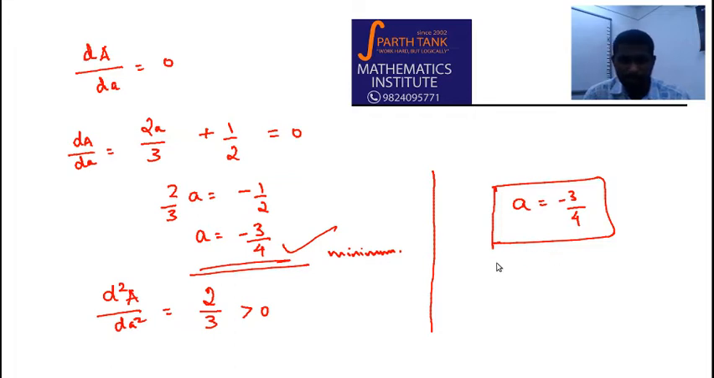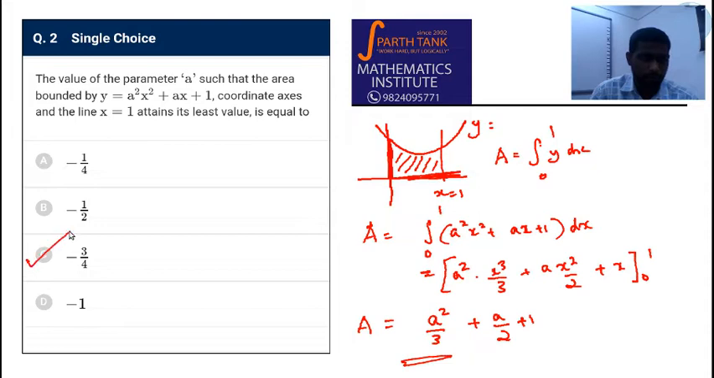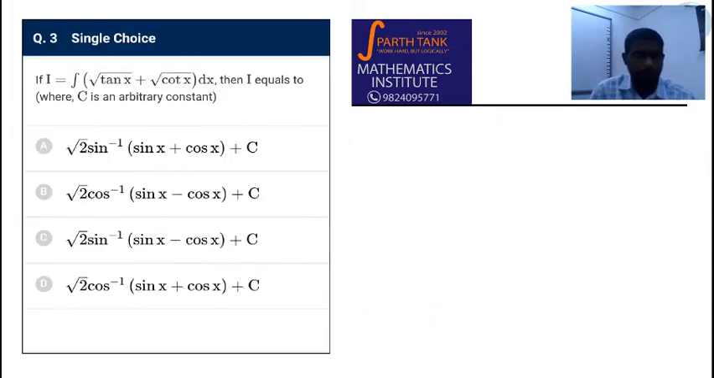Okay, very simple problem. The answer is A is minus 3 by 4, option C. Question number 3. If integral square root of tan x plus cot x dx is equal to I, then I equals what? An indefinite integral problem.